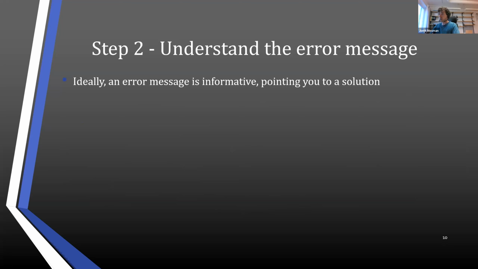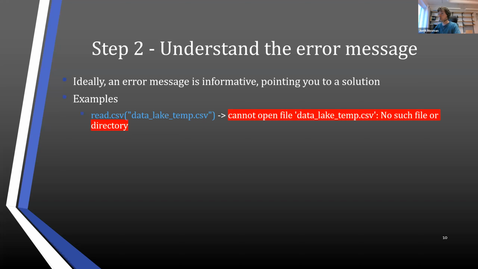I promise the other steps I'll go through a bit more quickly, but I think they are a bit more straightforward. So step 2 would be trying to understand the error message that you're getting. And especially in R, but also Python, for example, an error message is often informative. So they point you, or try to point you, to a solution. So for example, if you try to read a CSV file and you get this error, cannot open this file, no such file or directory.